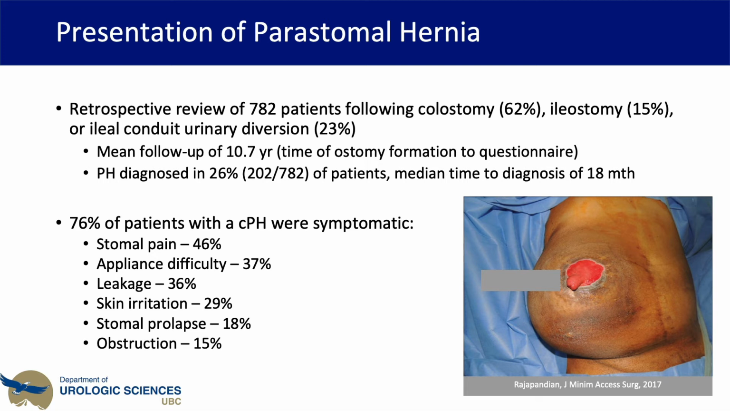The parastomal hernia rate here was 26%, with a median time to diagnosis of 18 months. It's interesting that the maximal time to diagnosis is 27 years in this paper, and it's often cited through other literature. But the main limitation being this is all self-reported patient questionnaires. In this review, 76% of patients with a hernia were symptomatic. Pain is the most common, and then there's a mix of difficulty applying their appliances, urinary leakage, skin breakdown, etc.